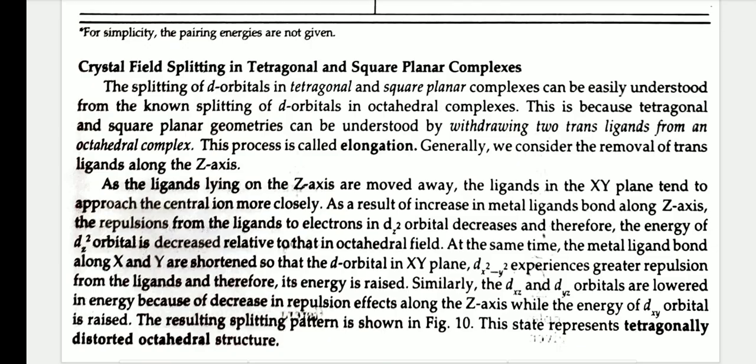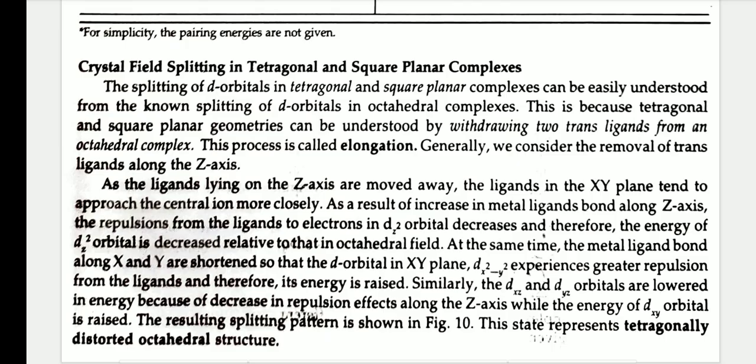Generally, we consider the removal of the trans ligands along the z-axis, as the ligands lying on the z-axis are moved away. The ligands in the xy plane tend to approach the central ion more closely as a result of the increase in metal-ligand bond length along the z-axis, and the repulsion from the ligands to electrons in the dz square orbital decreases, and therefore the energy of the dz square orbital is decreased relative to that in the octahedral field.